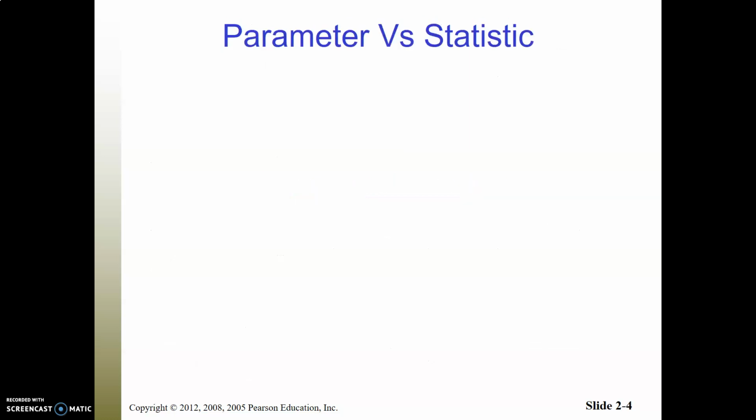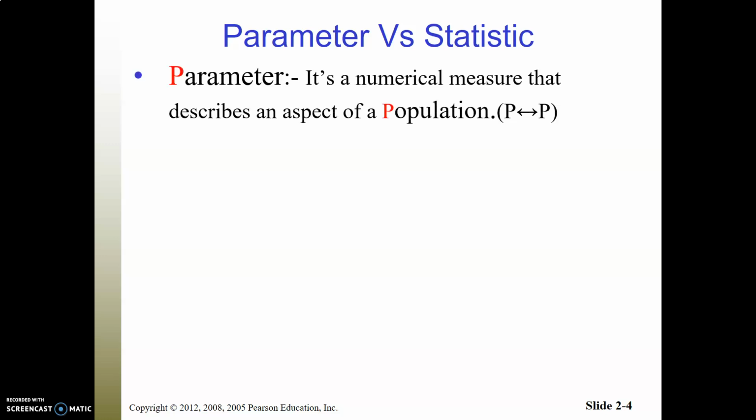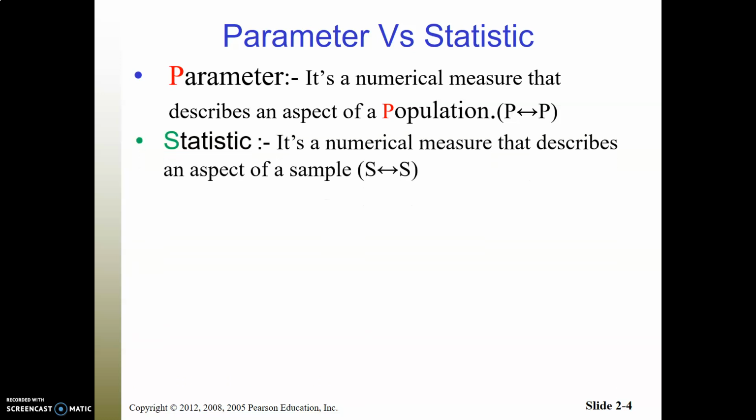Next, we need to understand the difference between a parameter and a statistic. This is very important. A parameter is a numerical measure that describes an aspect of a population. That can be a population mean, a population size, or a population standard deviation. We will learn this in a later chapter. Remember, parameter starts with P and population starts with P, so P goes with P.